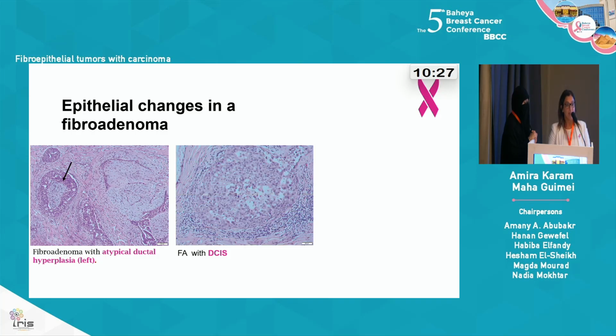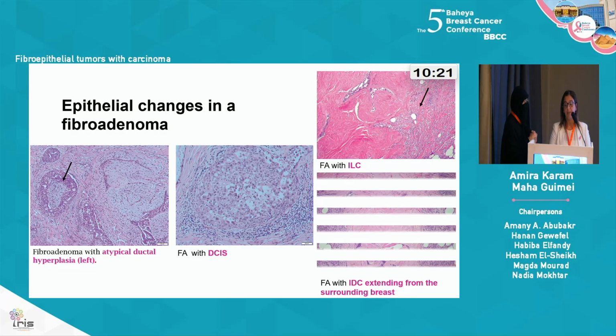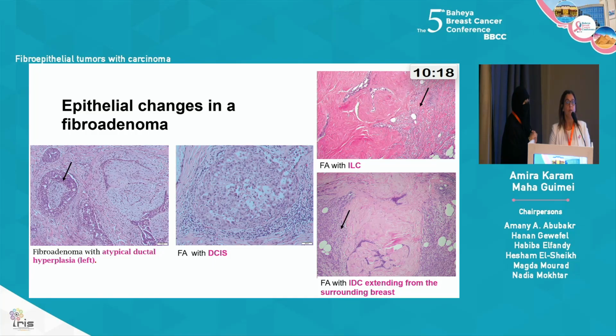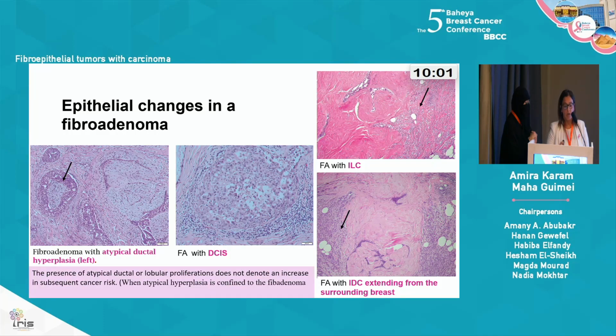You can also see DCIS inside the fibroadenoma, and you can have invasive carcinoma, whether it's invasive lobular or invasive ductal carcinoma. Invasive carcinomas happen in fibroadenomas in two forms. Either they're spreading from the surrounding breast tissue that has an invasive cancer that spreads inside the fibroadenoma, or it occurs inside the fibroadenoma alone and there's nothing outside. The presence of atypical features inside the fibroadenoma does not denote an increased subsequent risk of malignancy. If the atypia is confined to the fibroadenoma only, then there's no increased risk here. The risk is still the same.